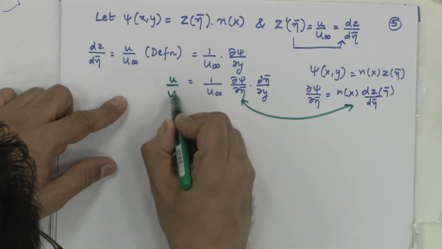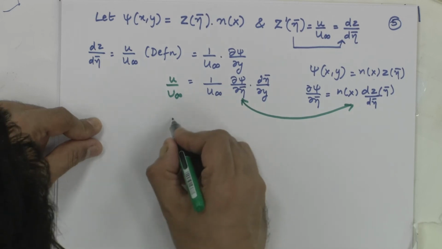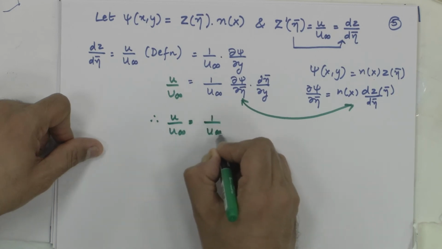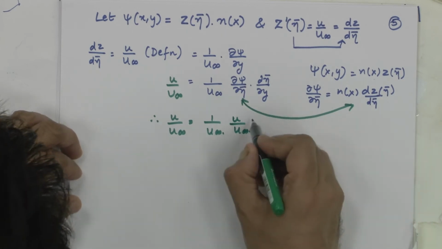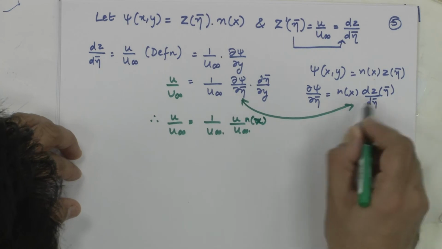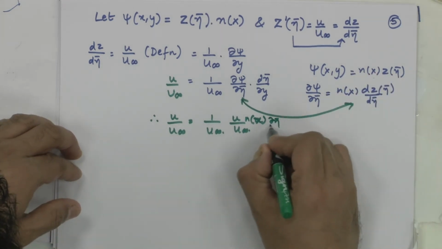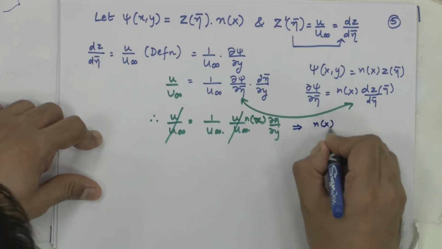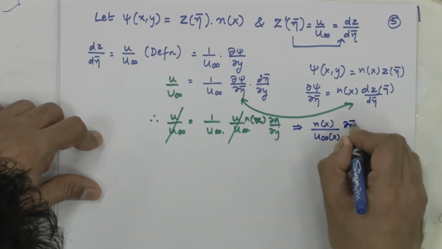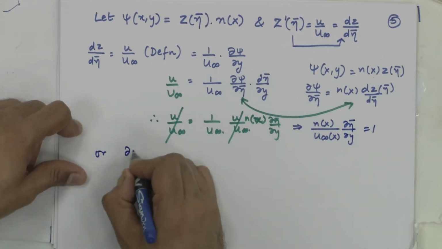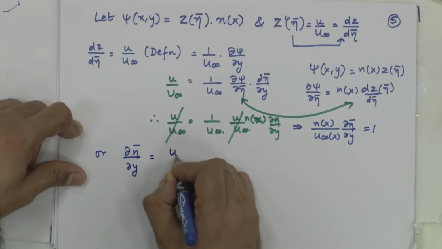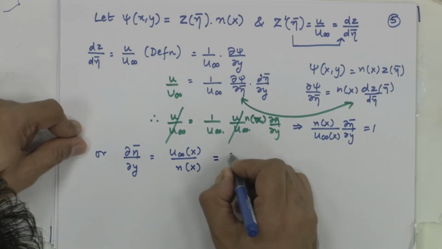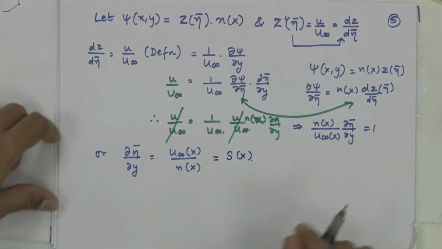So, this quantity in effect d psi by d eta bar is this. Left hand side was what? U by u infinity. Right hand side also I am getting u by u infinity. So, that will cancel. Therefore, I would get u by u infinity is equal to 1 by u infinity, u by u infinity into n of x, times d eta bar by dy. So, u by u infinity cancels. So, I would write this as n of x divided by u infinity of x times d eta bar by dy equal to 1, or in other words, d eta bar by dy is equal to u infinity of x divided by n of x, and this is nothing but your s of x. So, we will call this as a stretching factor.